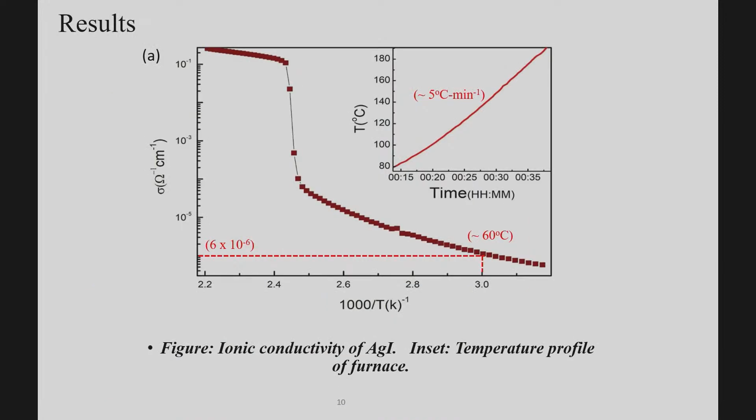These are the results of our work. It is a temperature dependent ionic conductivity graph of silver iodide. In the inset, there is a temperature profile of our furnace which shows that the heating rate of our furnace is approximately 5 degrees centigrade per minute. It also shows that the ionic conductivity gradually increases with temperature, and the ionic conductivity of our sample is 6 times 10 to the power minus 6 Siemens per centimeter at 60 degrees.